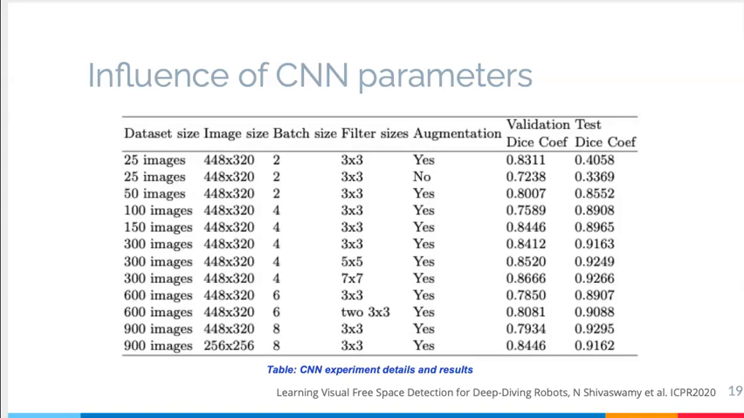Influence of CNN parameters: we see that as the dataset size increases, the test dice coefficient goes on improving. Firstly, we can observe that using augmentation yielded us better results. With filter size 7x7, we have the best test dice coefficient compared to other filter sizes. Increasing the convolution layers also has shown us better results. Lastly, retaining the image aspect ratio also has played an important role in obtaining better results.